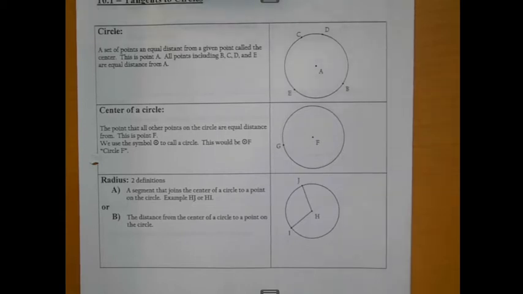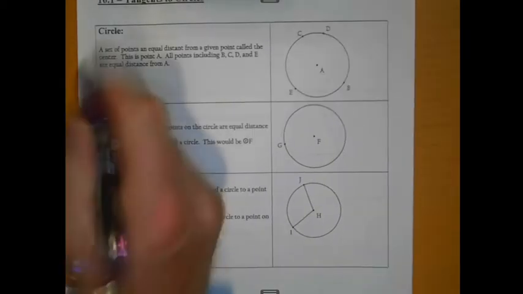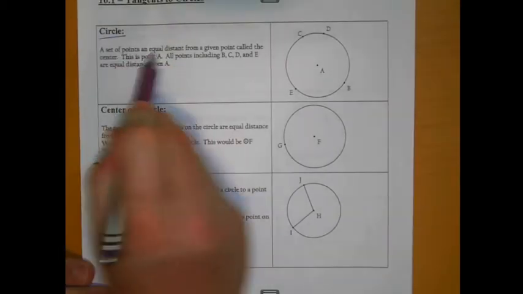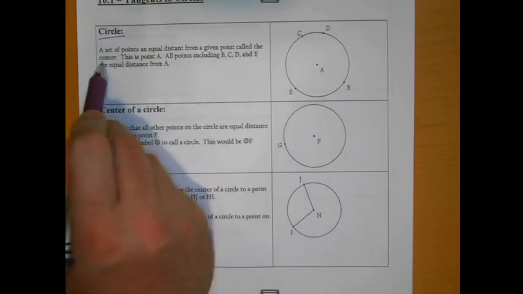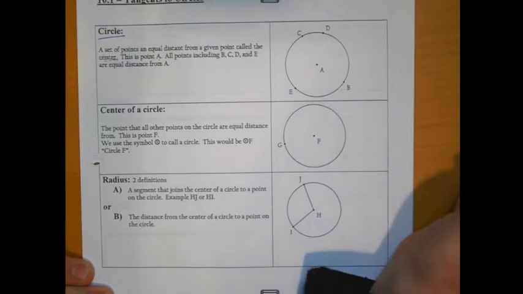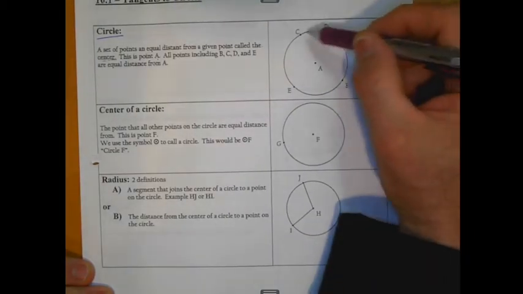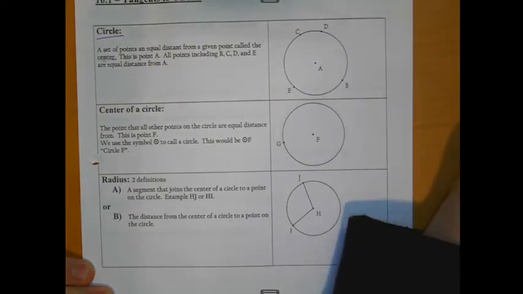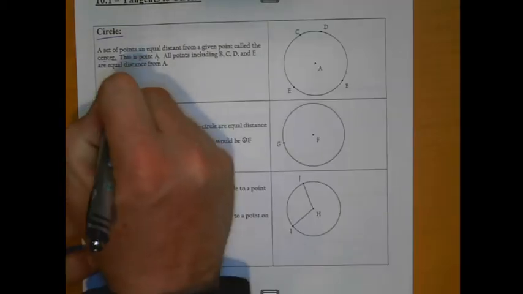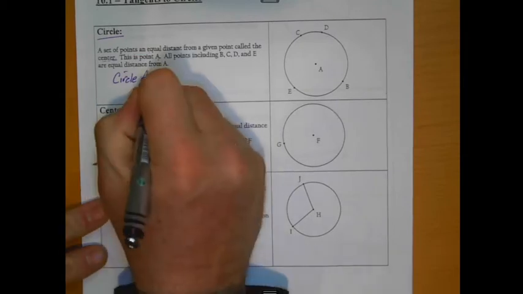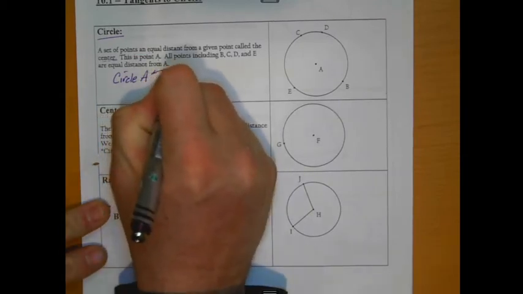Okay? So by definition, a circle is a set of points an equal distance from a given point called the center. This point is A. In this circle, this is circle A. All points, including B, C, D, and E, are all equidistant from A. Now, we will call this circle A by the center. So that is your center of the circle.